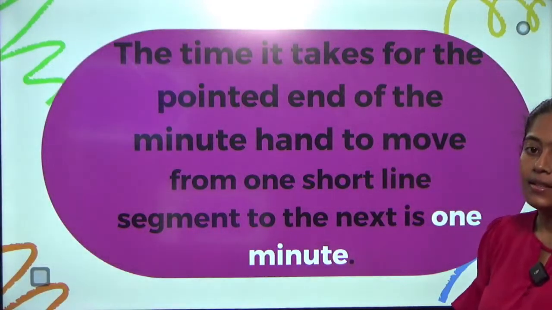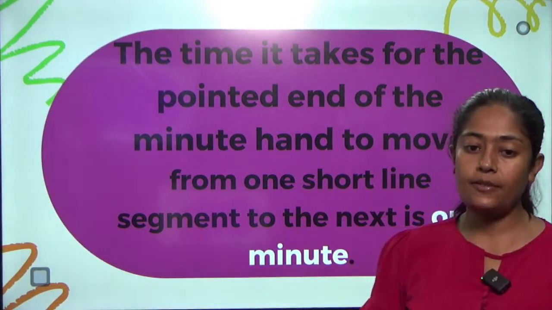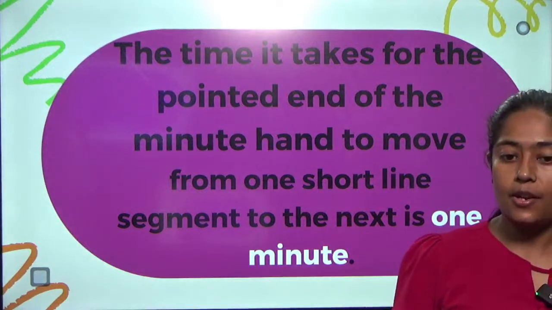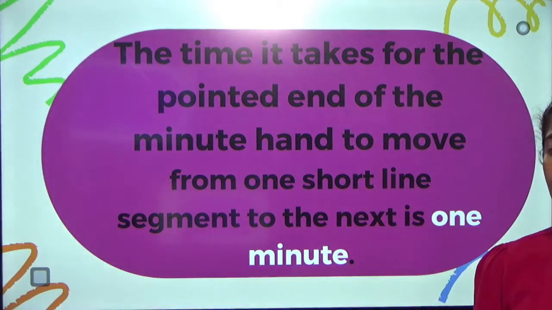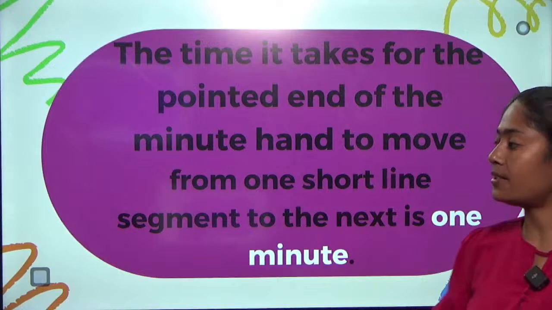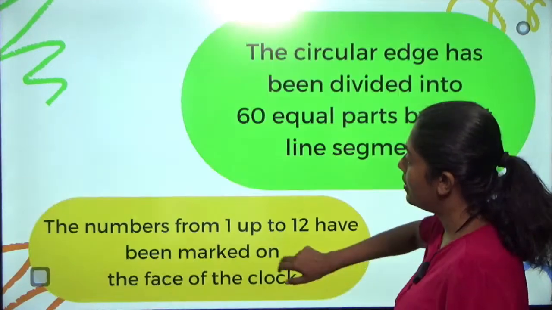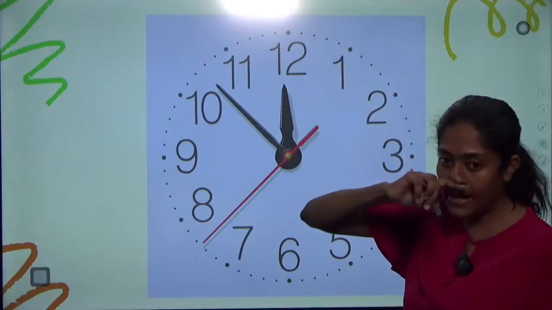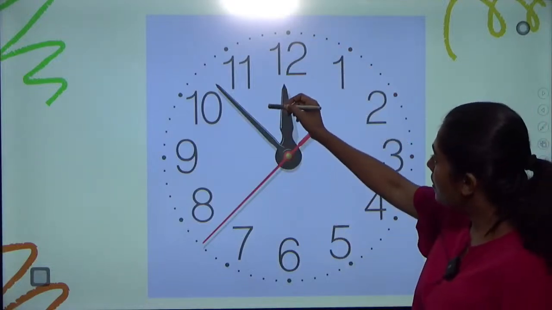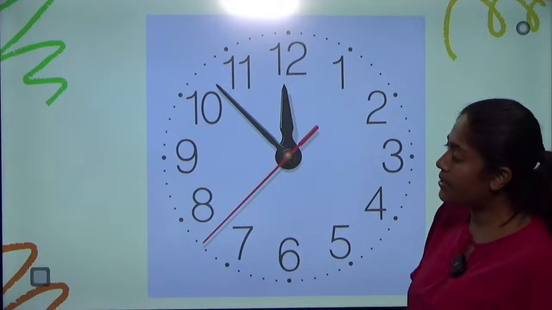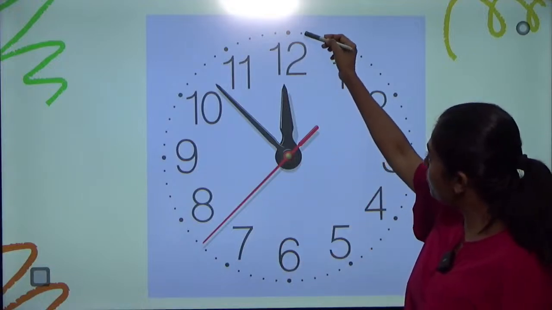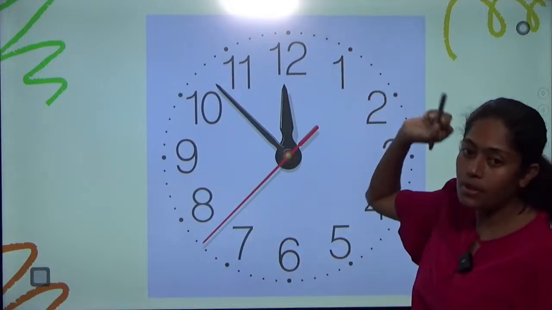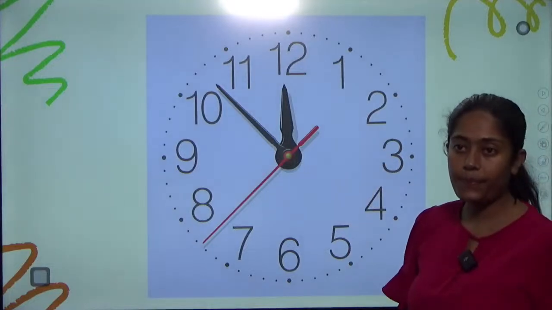Then the time it takes for the pointed end of the minute hand to move from one short line segment to the next one is 1 minute. That means from here to here it takes 1 minute. This is the minute hand. It takes 1 minute to move from one line segment to another.